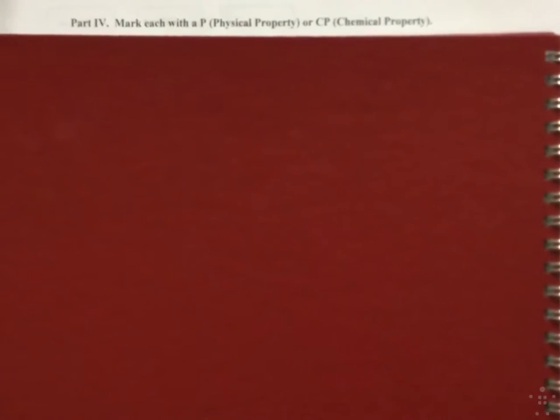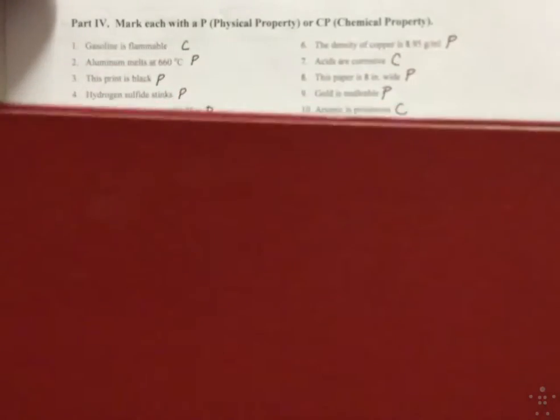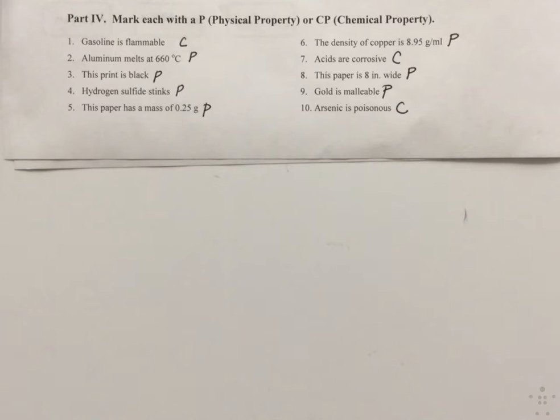Part 4, you're supposed to mark each of those as a physical or chemical property. The difference between a physical and chemical property is a physical property is one that you can observe without changing the identity, and a chemical property is one that you observe that changes the identity. So, I've marked all of these. Number 1 is chemical, because if you light something on fire, you're going to come up with something new. Number 2 is physical, because I can observe aluminum melting without changing aluminum.